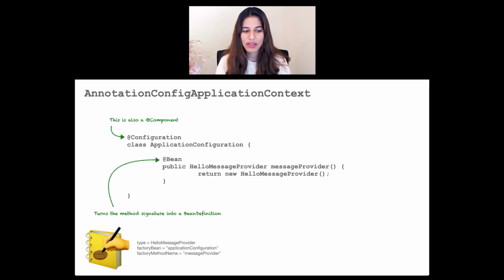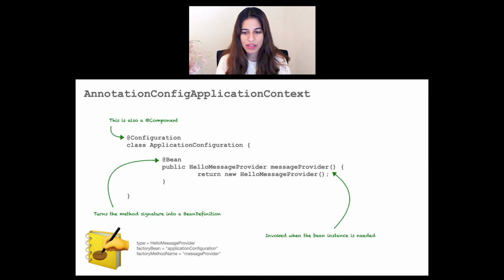In this case, we get a bean definition which looks like this. We get a type of hello message provider. The factory bean is application configuration because we need an instance of the application configuration class in order to invoke this bean method. And the factory method name is message provider. That method gets invoked when the bean instance is needed.